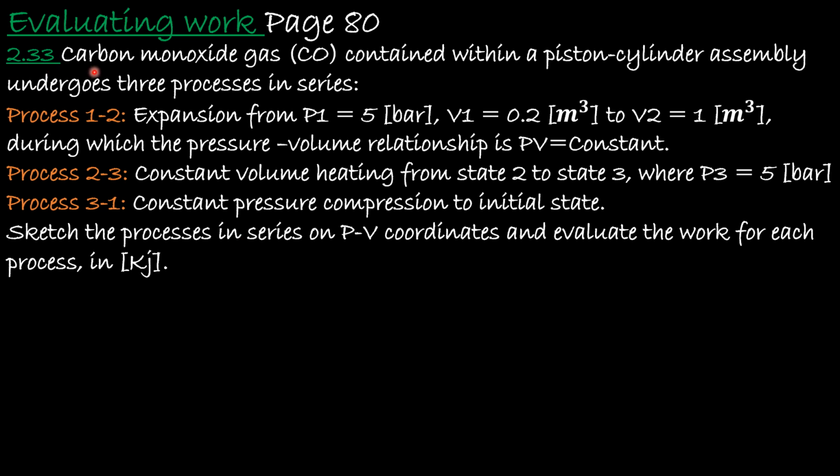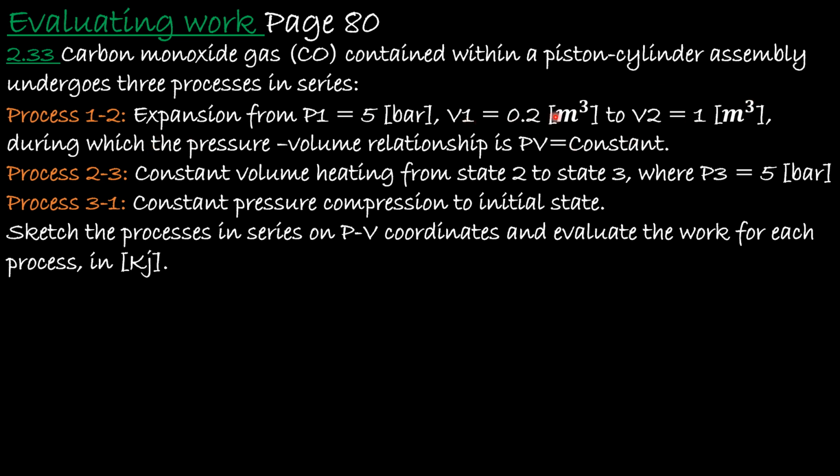2.33. In this problem, we are told that we have a carbon monoxide gas, CO, contained within a piston cylinder assembly that undergoes 3 processes in series. The first process from state 1 to state 2 is an expansion from pressure 1 equal 5 bar, and the volume of the carbon monoxide at state 1 is 0.2 meter cube, to the volume at state 2 equal to 1 meter cube. So the volume increased, expansion.